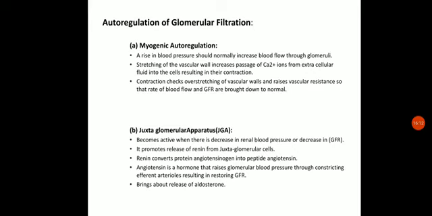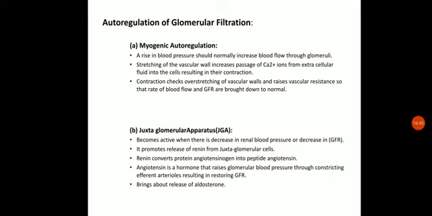So what happens when the blood pressure is decreased? This will secrete renin from the juxtaglomerular cells. This renin converts the protein angiotensinogen into the peptide angiotensin, which functions as a potent vasopressor. Angiotensin is a hormone responsible for increasing the blood pressure of the blood vessels particularly. So that raises the glomerular blood pressure through constricting afferent arterioles.